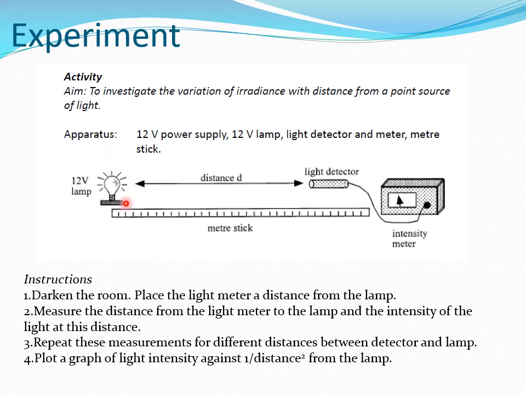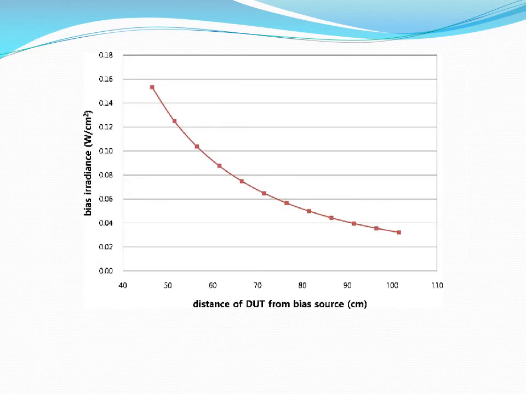So get a point source of light, like a bulb, and we would have a light detector, and we would measure the irradiance of the bulb at certain set distances, and then we would plot a graph. Now, the first graph we would get would look something like this. Ignore the numbers because I've done it in centimeters, just the shape I want you to look at. So we can see what we would expect. The further away you are from the light source, the lower the irradiance.